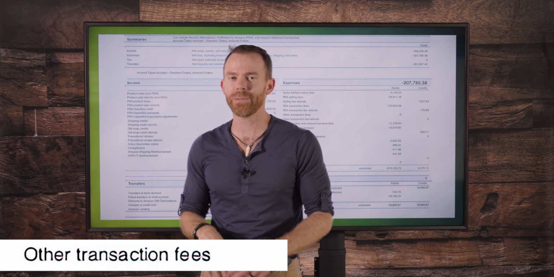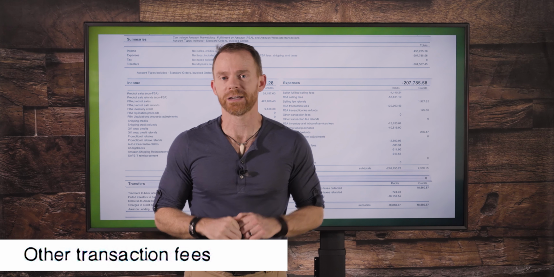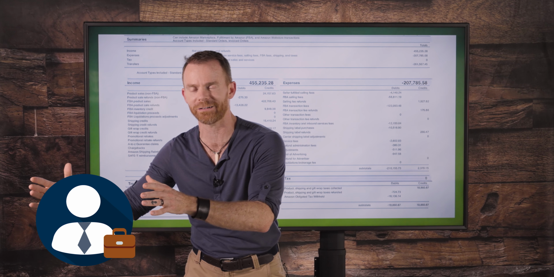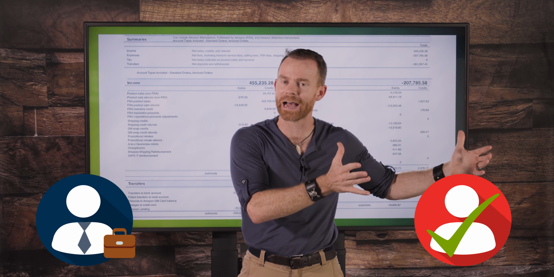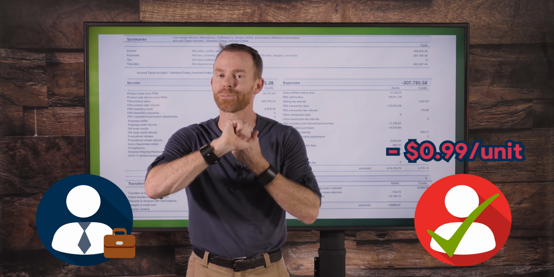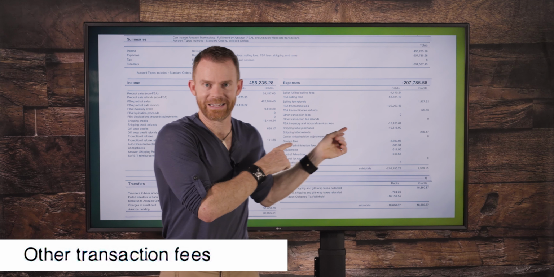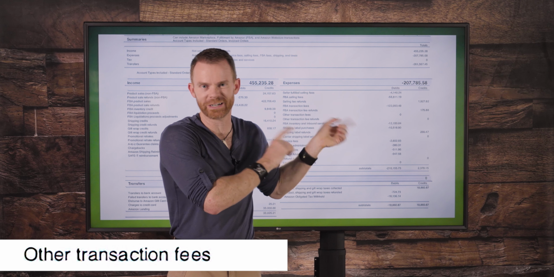Other. Well, it typically covers two things, sometimes a few other things that I won't get into. Generally, as a general rule, if you have not a professional seller account, but an individual seller account, you pay a 99 cents per unit fee for every sale. That's what that is. That's a fee you pay, the other transaction fee.